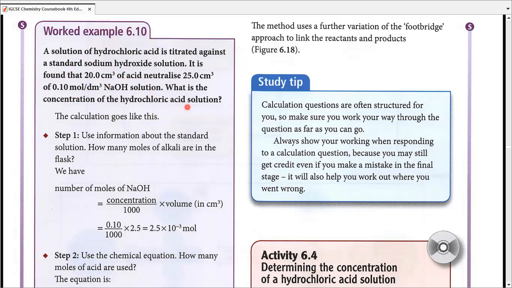So basically what these questions are is that two pieces of information are given for either the acid or the alkali, and only one piece of information is given for the other substance. If two pieces of information are given about the acid, then the alkali has only one piece of information and we need to find out the other.